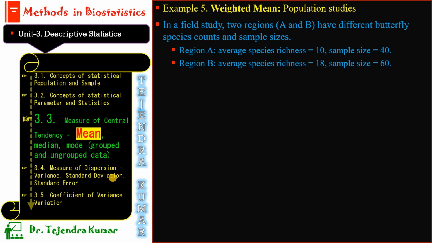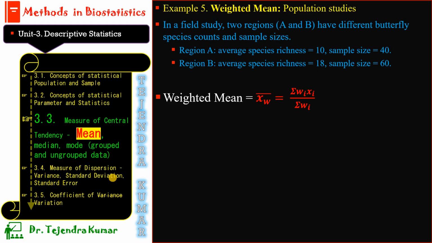Okay. Next example is also taken from the weighted mean for population studies. In a field study, 2 regions A and B have different butterfly species counts and sample size. In region A, average species richness is 10, sample size is 40. In region B, average species richness is 18 and sample size is 60. So weighted mean is, because here the species richness is different and sample size is also different.